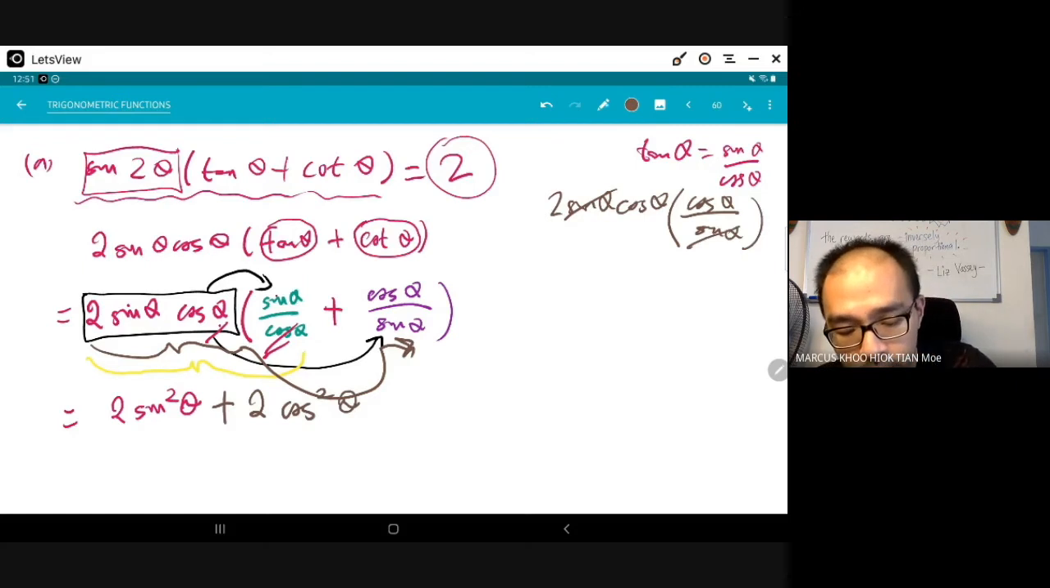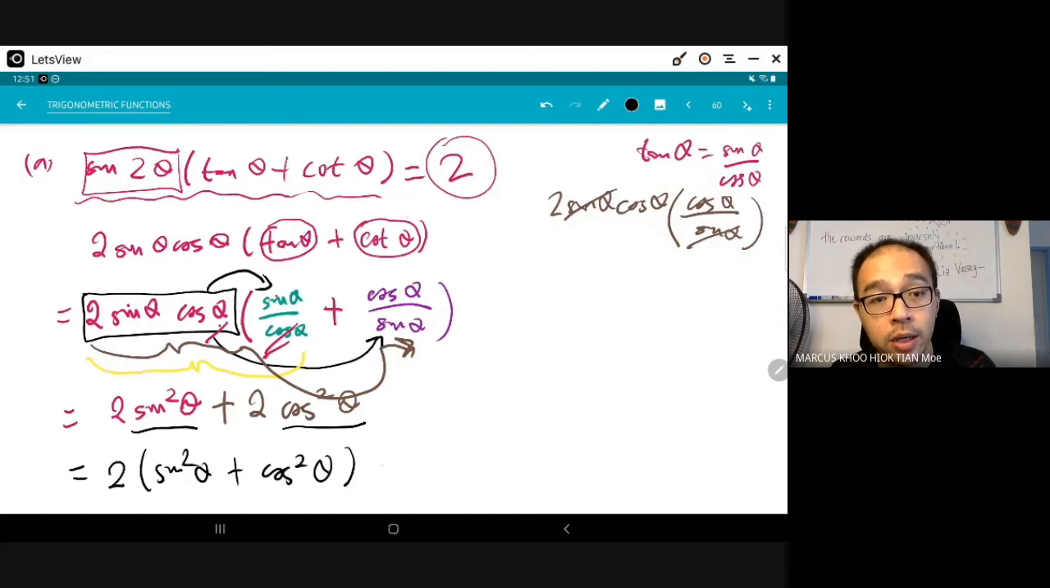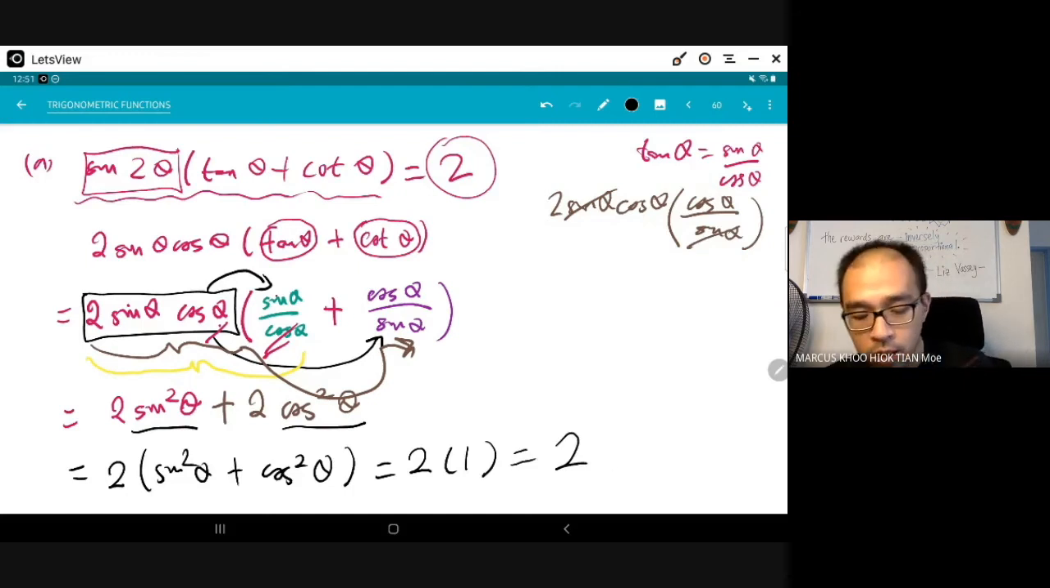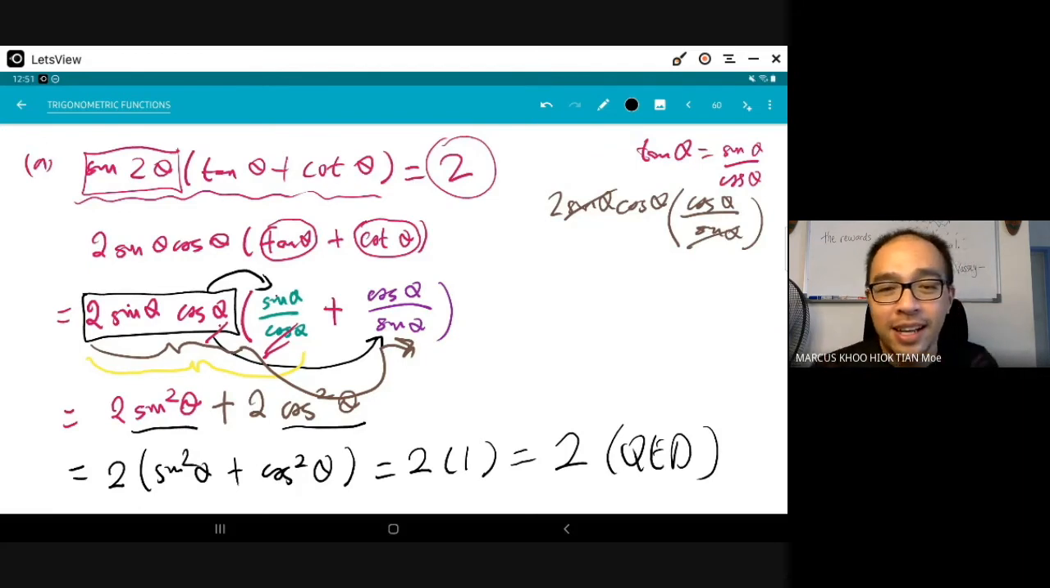Now, whenever you see sine squared theta and cos squared theta together, you can factorize. Sine squared theta plus cos squared theta equals 2 times 1, which equals 2. Okay, proven. So far so good. I'm not making any mistake yet.